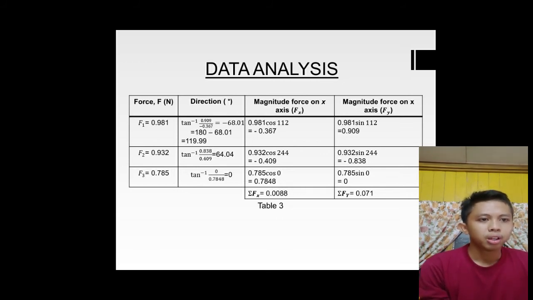F resultant, 0.0088. F1 resultant 0.071. Force Fn F1, 0.89, direction tangent 55, 55.95.